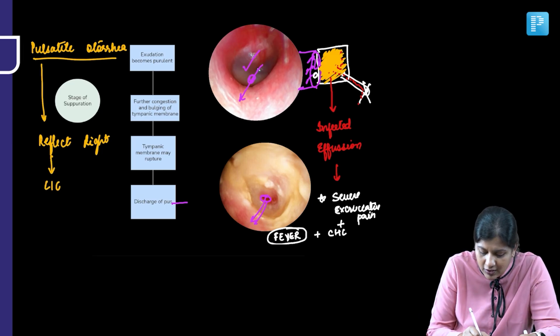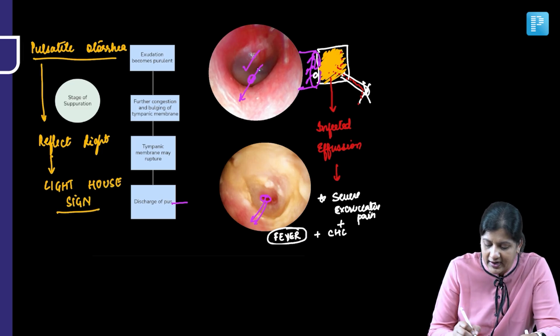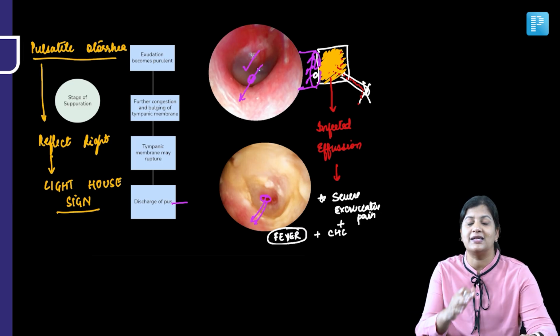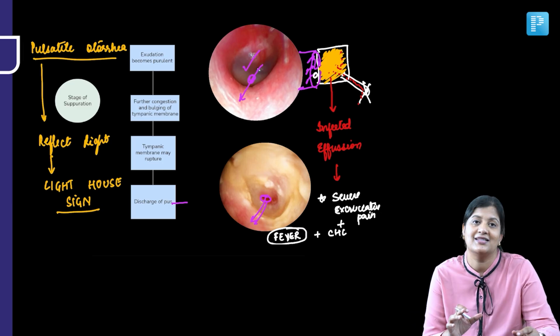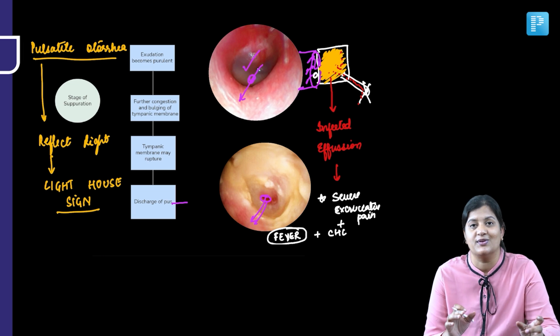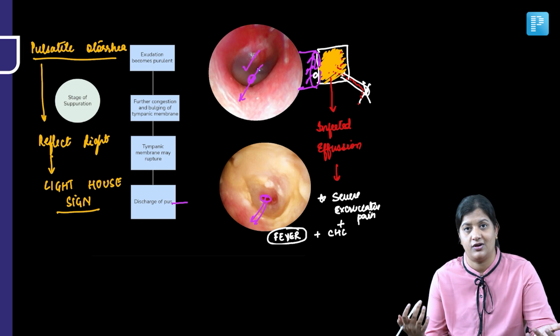Now again, these are not names mentioned in books like Scott Brown, but yes, because there is a mention in other books, I'm just telling you. So this sign is called the lighthouse sign. So there is pulsatile otorrhea and this pulsatile otorrhea will reflect light and that sign is called the lighthouse sign. Now this can be taken in resolution or in suppuration as well.